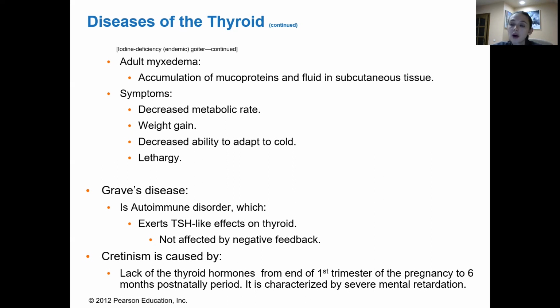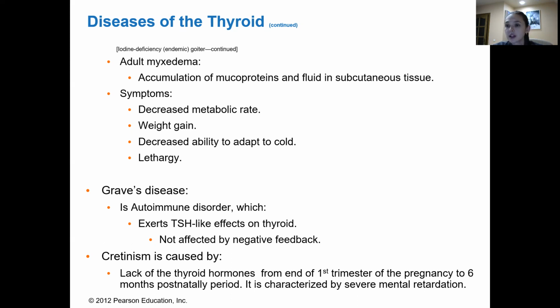Cretinism, which is common only for children, is caused by the lack of thyroid hormones from the first trimester of the pregnancy to the 6 months of postnatal period. It is characterized by severe mental retardation.